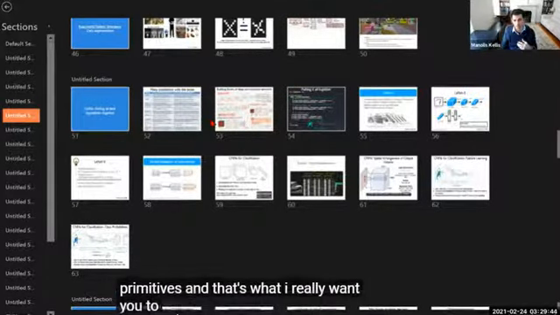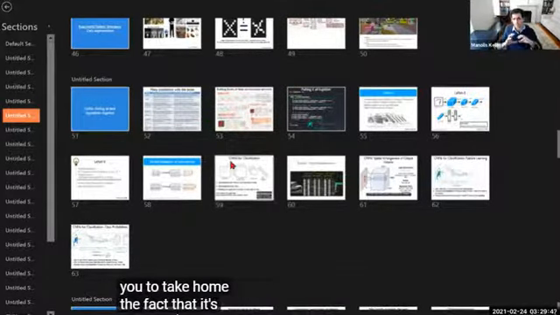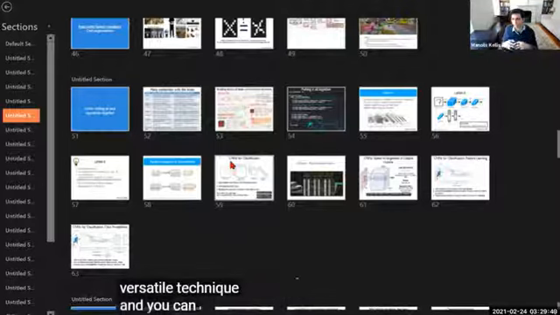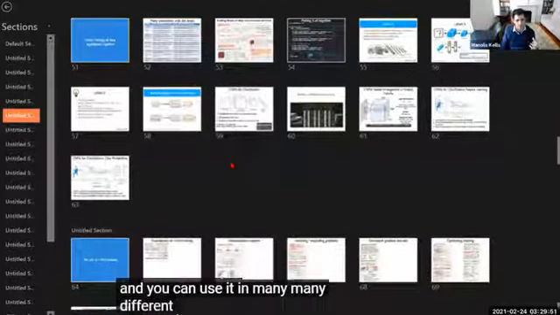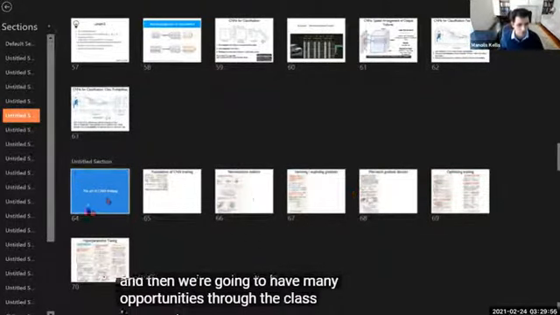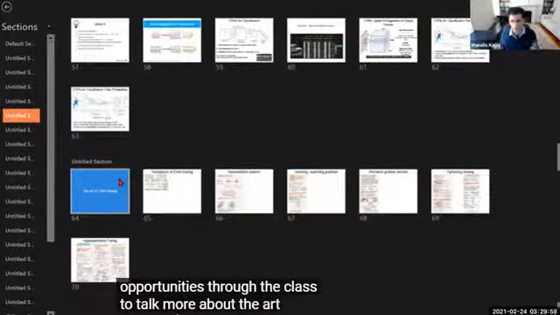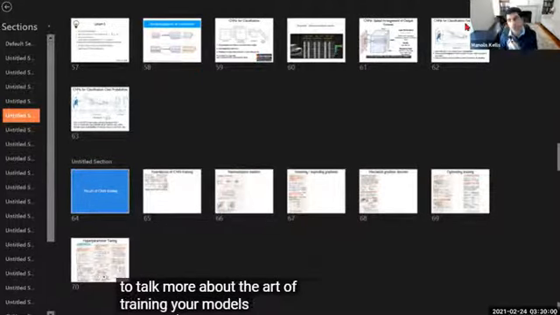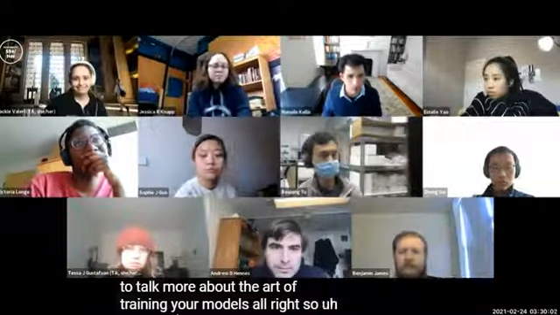And that's what I really want you to take home, the fact that it's an extremely versatile technique and you can use it in many, many different settings. And then we're going to have many opportunities through the class to talk more about the art of training your models.